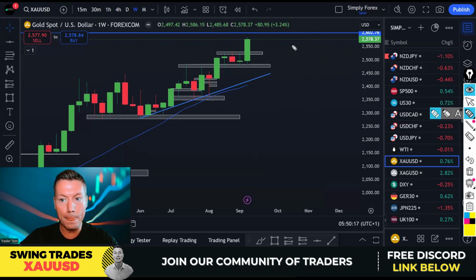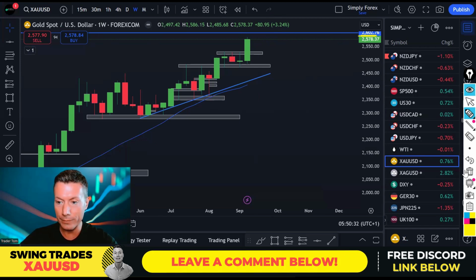So all I do is take the next psychological level. So this blue line is basically at 2,600, right? And that's all I'm going to do, 2,600, 2,650, 2,700. This is what I will do with gold because we have no reference point for a target.